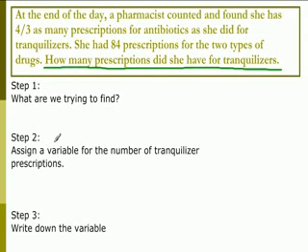Step 2, assign a variable for the number of tranquilizer prescriptions. So I'm just going to label that T because tranquilizer starts with T. So I'm going to say that tranquilizers equal T.